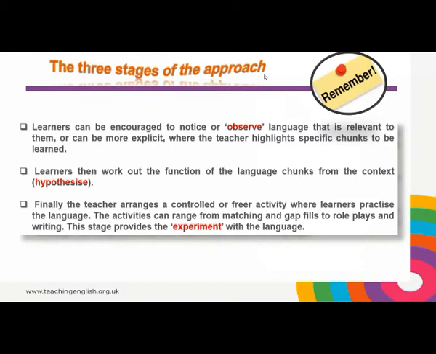Learners can be encouraged to notice or observe language that is relevant to them, or it can be more explicit, where the teacher highlights specific chunks to be learned. Learners then work out the function of the language chunks from the context: hypothesis. Finally, the teacher arranges a controlled or a freer activity where learners practice the language. The activities can range from matching and gap fills to role plays and writing. This stage provides the experiment with the language.